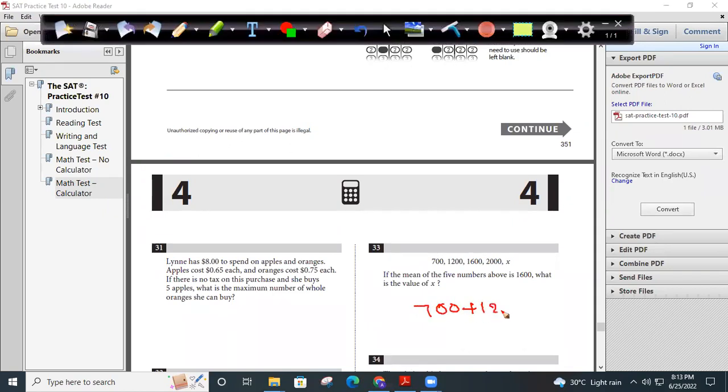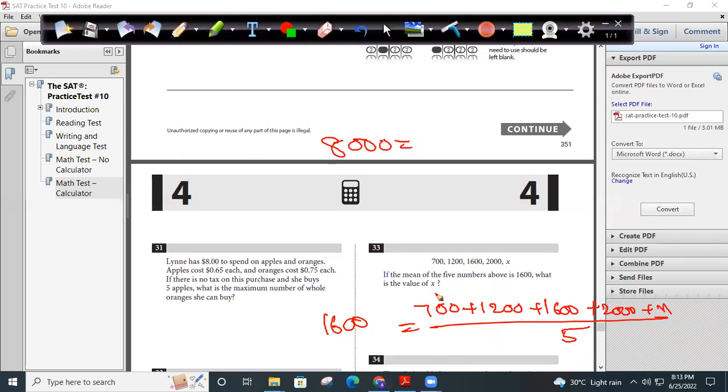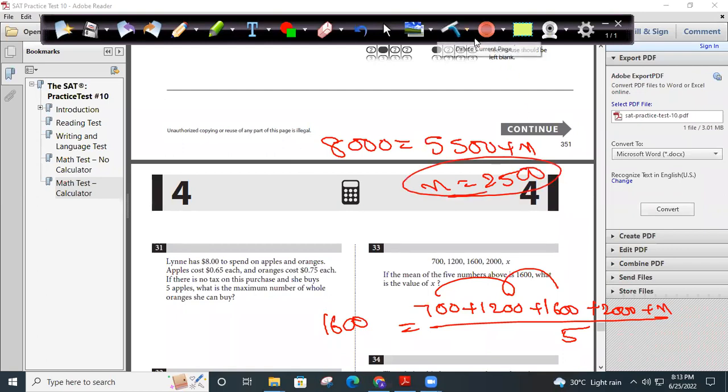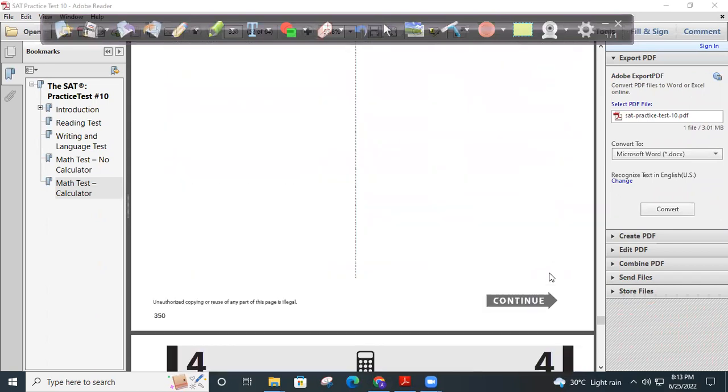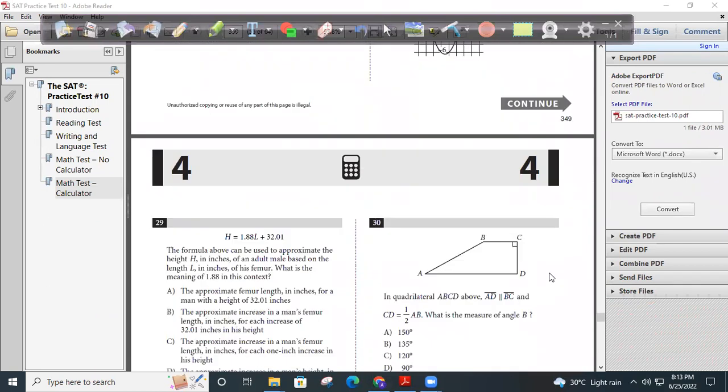700 plus 1200 plus 1600 plus 2000 plus x, divided by 5, is equal to 1600. So 1600 times 5 is 8000. 8000 is equal to 3500 plus... 5500 plus x. So x is 2500. As simple as that. Simple, right? I will solve one difficult question. Yeah, very good. We'll solve one difficult question and we'll leave the class.